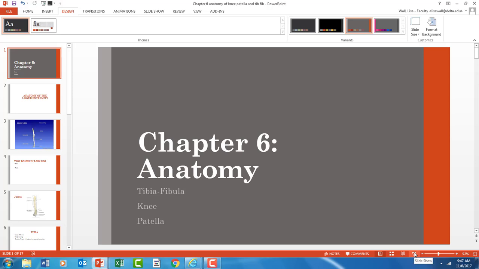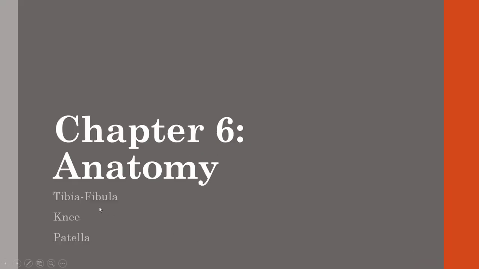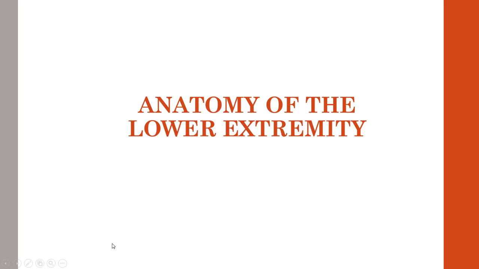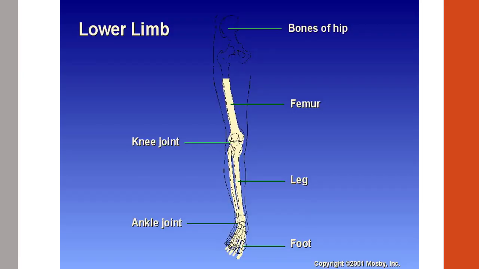Hi, and welcome to Chapter 6, Anatomy of the tibia, fibula, knee, and patella. Let's go through the anatomy of the lower extremity to begin with.